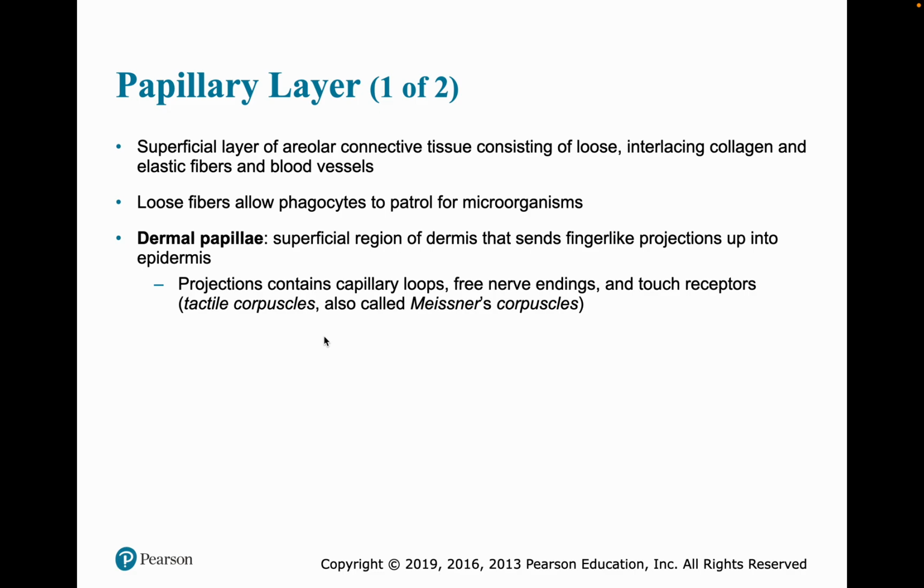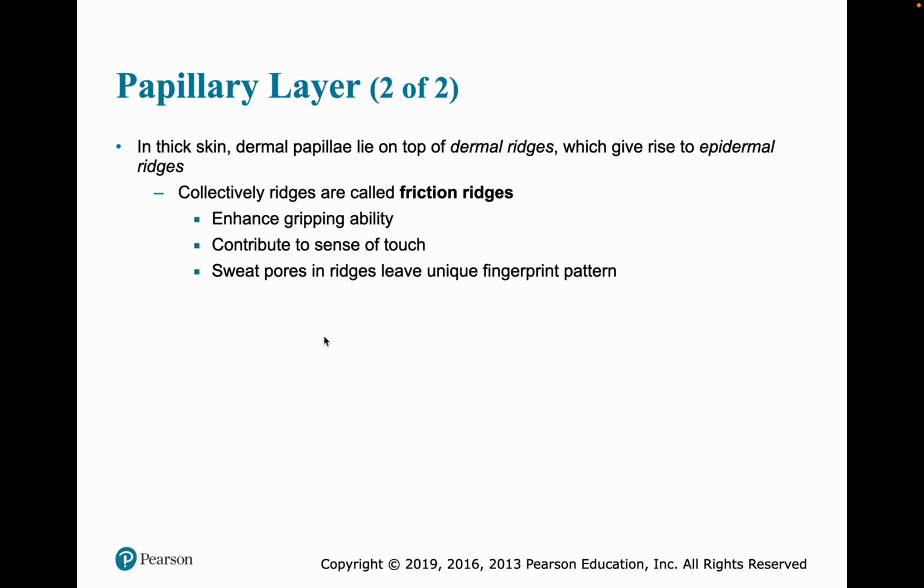And those indentations into the epidermis are called the dermal papillae. They are the superficial regions that form projections. Those projections are where we find capillary loops, free nerve endings, and touch receptors. Those are called tactile corpuscles correctly, but they are traditionally referred to as Meissner's corpuscles after the anatomist who first described them.